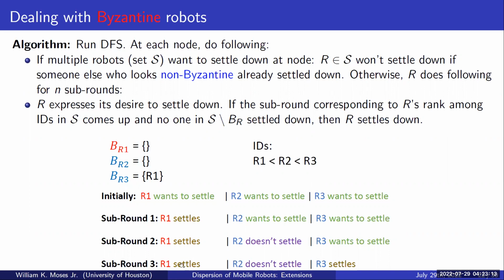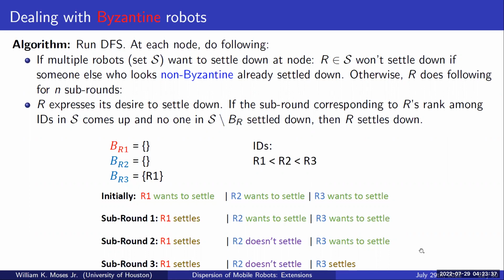Now in sub-round 3, R3 looks at the previous people. Its blacklist has R1, so it doesn't care what R1 said. When it looks at R2, R2 said, hey, I didn't settle down. So R3 looks at the current setup and says, you know what? There are no good guys who have chosen to settle down. I'll settle down. And so it chooses to settle.